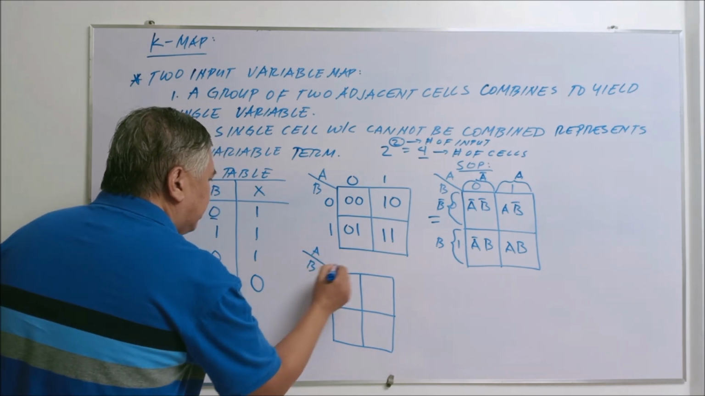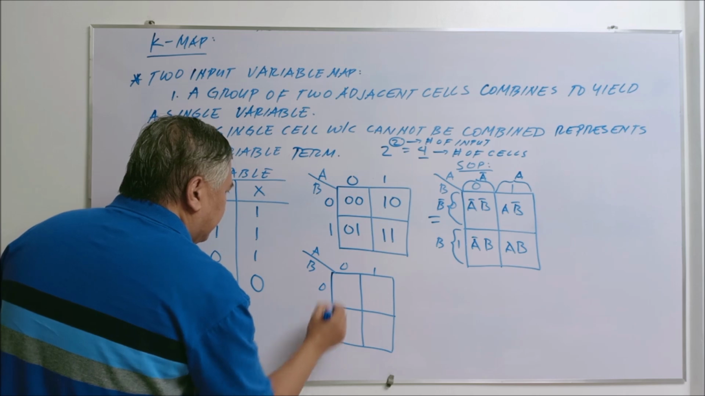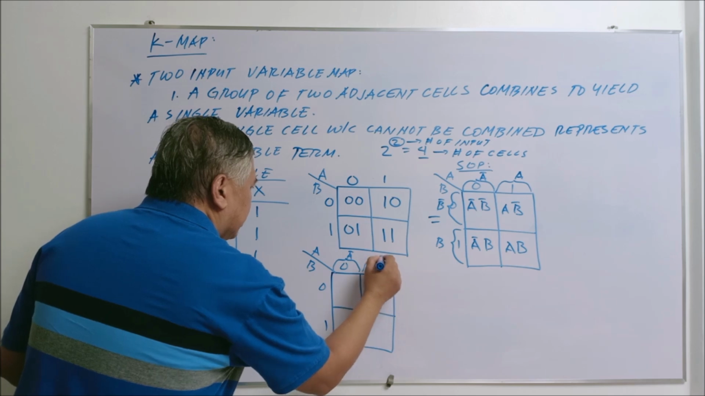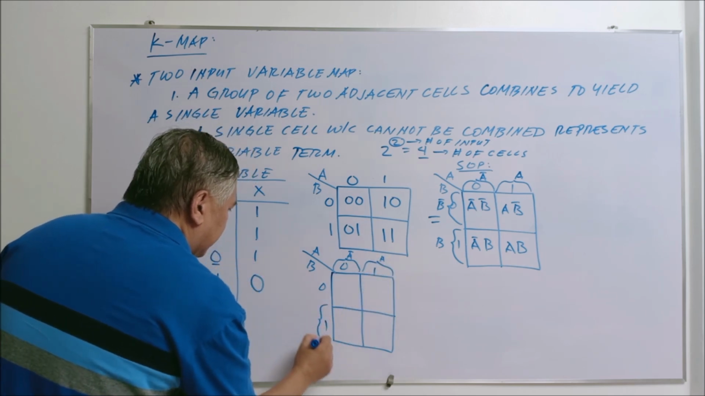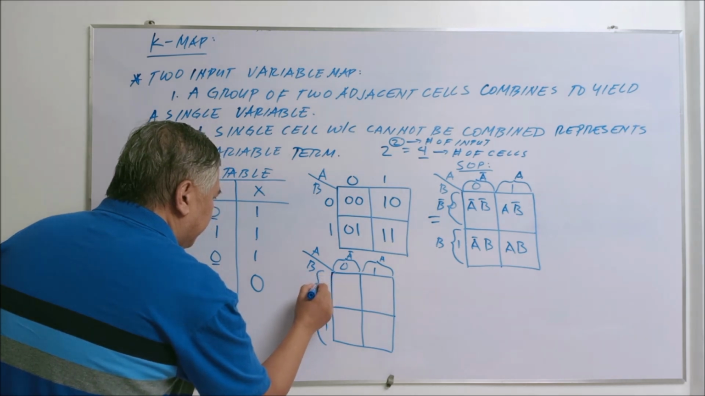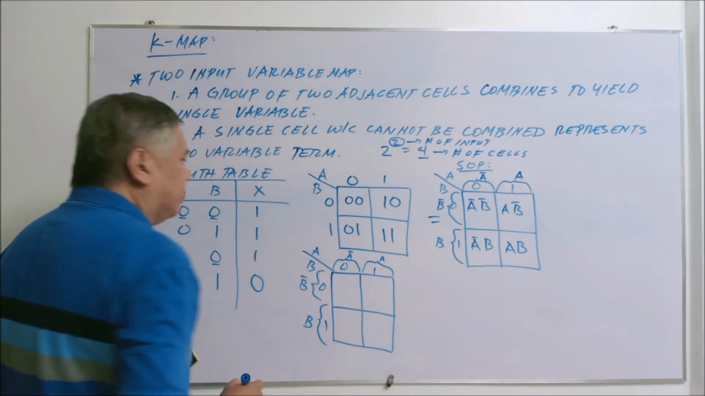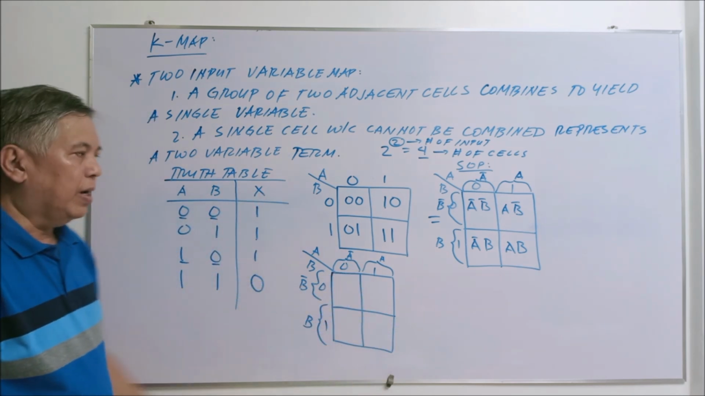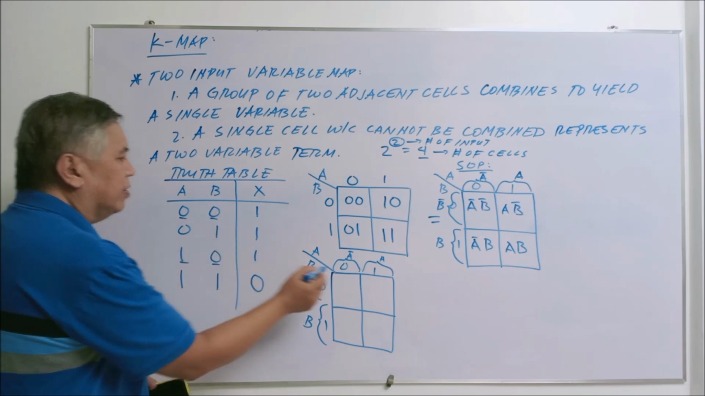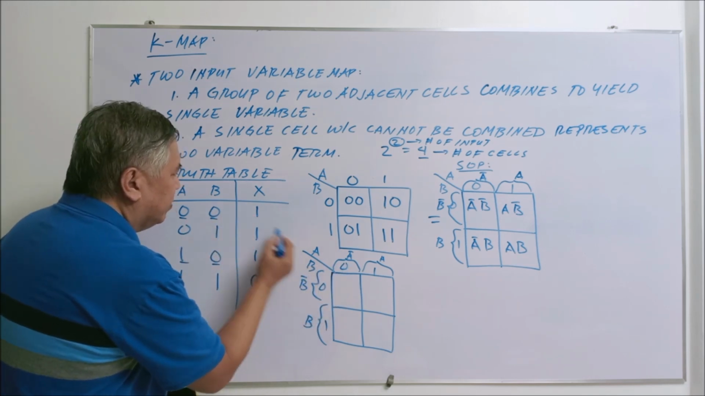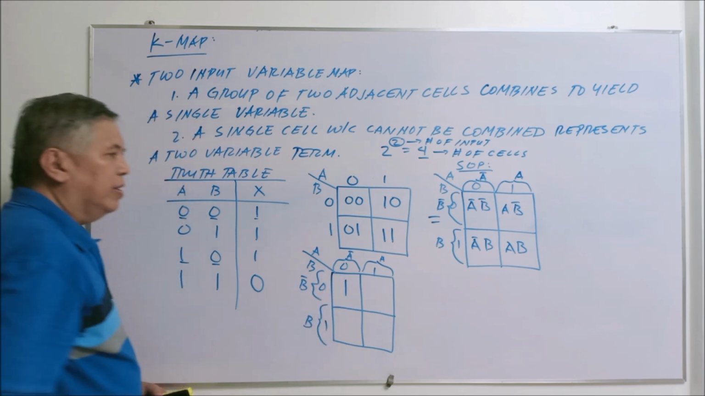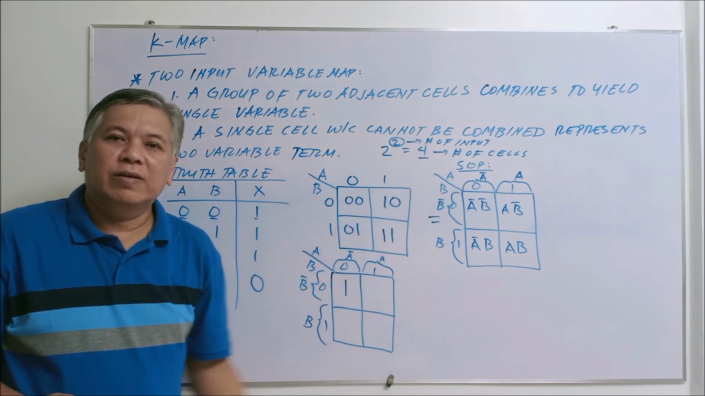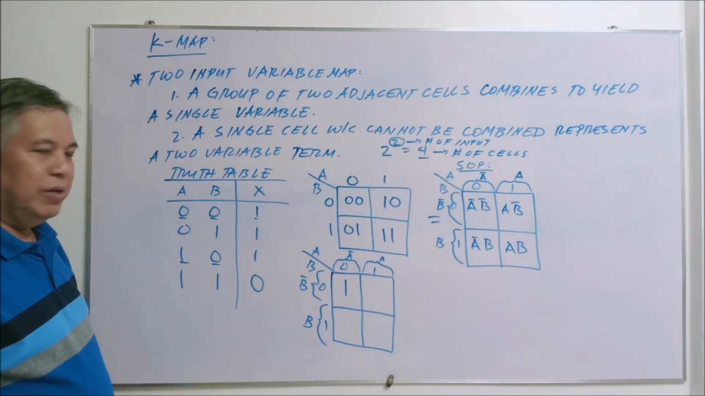A, B again, 0, 1, 0, 1, and we know that this is now under A bar, this is under A, this is under B, and this is under B bar. Then we locate the output X here in our map. So if A and B are 0, 0, the output is 1. So you place 1 there. Why use the 1? Because we're using the sum of product expression method.